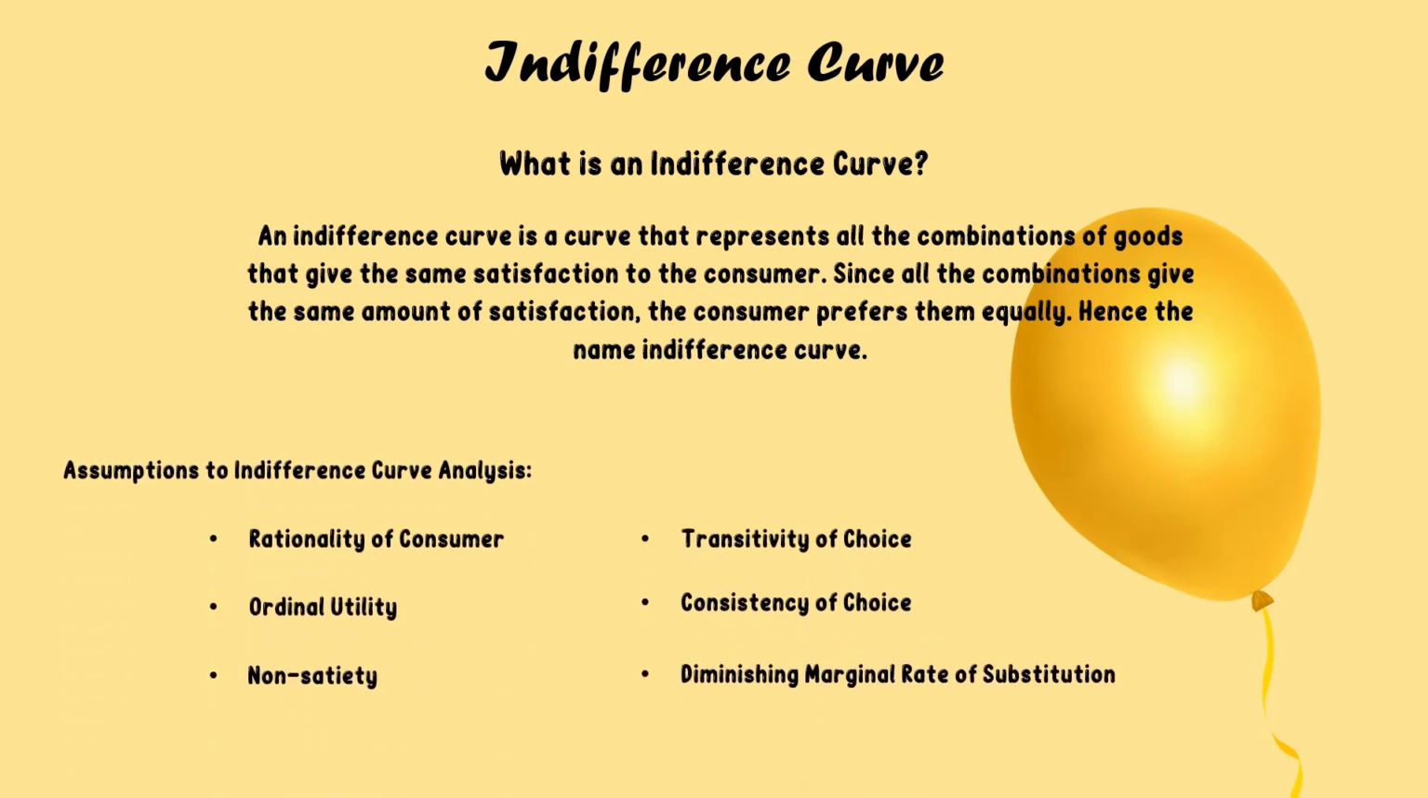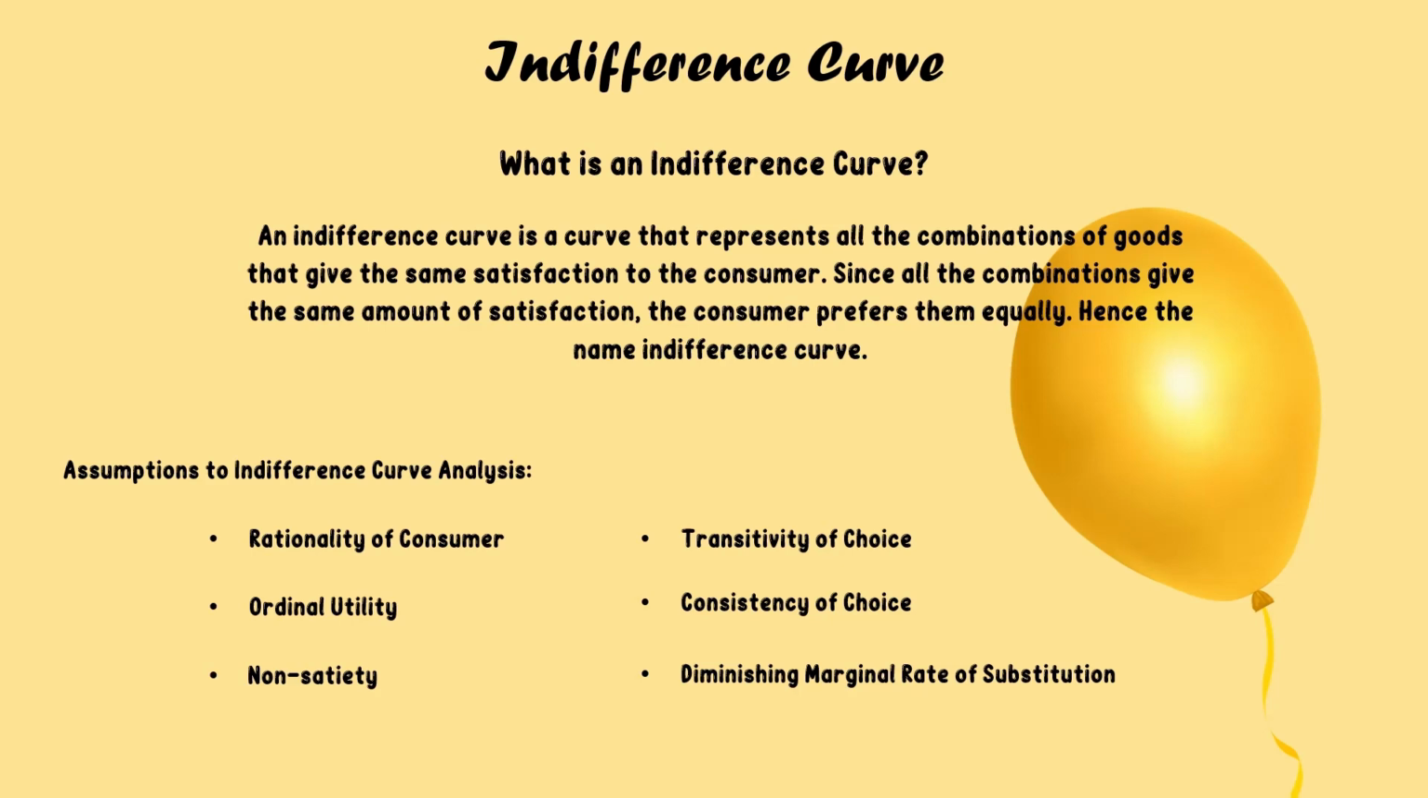There are several assumptions to indifference curve analysis. The first one is rationality of consumer. The consumer is rational and aims at maximizing his total satisfaction. The second is ordinal utility. This can be expressed ordinally. For example, the consumer is able to tell only the order of his preference. The third is non-satiety. The consumer is not oversupplied with goods in question.